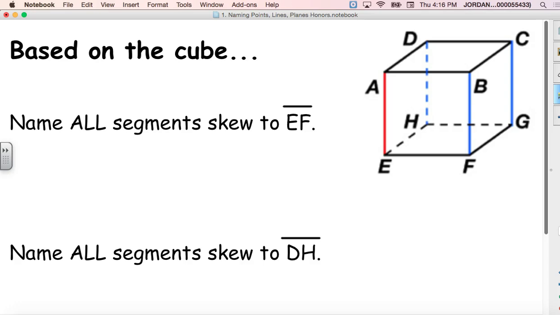All right, so if we look at EF, we're going to see what's skew to EF. Remember, these lines are not going to touch EF, but they don't run beside it.